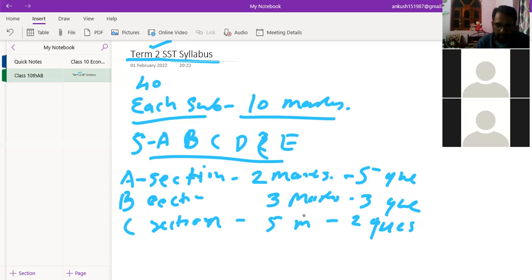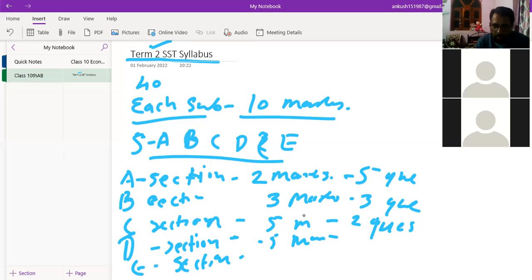And section D would have question number 11 and 12, and both will be case based. It means they will be case based questions, as you have seen in the term 2 syllabus on the website. Those will be case based questions, and they will be of 5 marks. Understood? Question number 13 is given over there in section E, that is your map section.